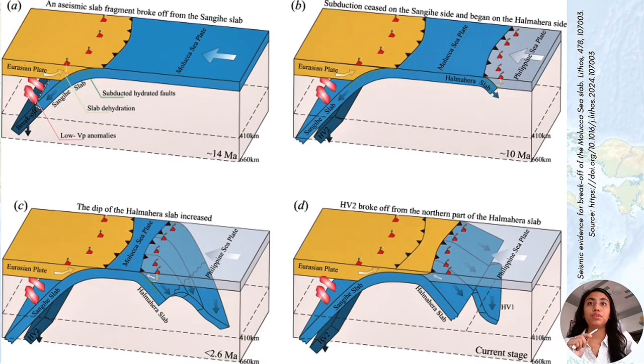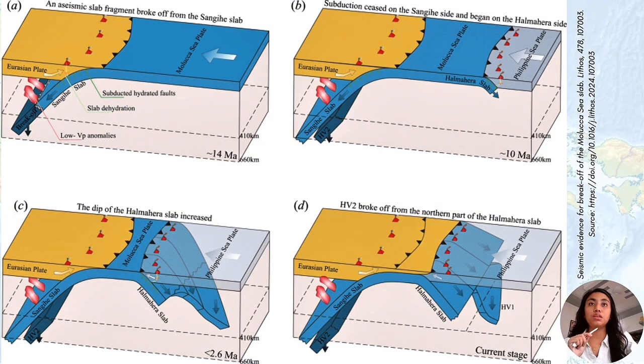For this figure, this timeline shows the geological evolution of the Molucca Sea Plate's double subduction system, progressing from 14 million years ago to the present day. In figure A, or 14 million years ago, subduction was occurring on the Sangihe side beneath the Eurasian plate, and then a slab fragment broke off, possibly due to faulting and dehydration-related weakening. In figure B, or 10 million years ago, subduction on the Sangihe side ceased. The subduction initiated on the Halmahera side, pulling the Molucca Sea Plate in the opposite direction.